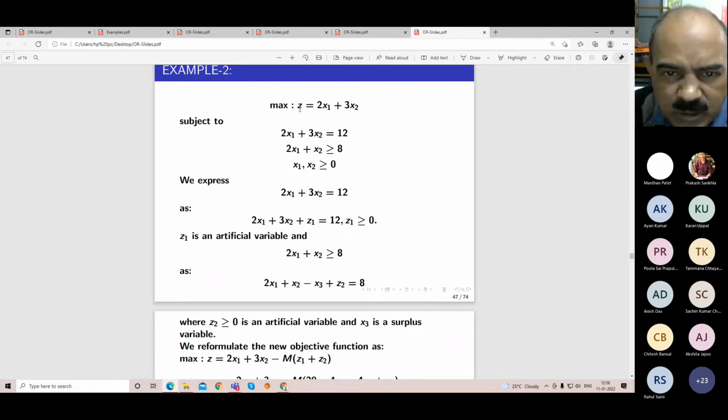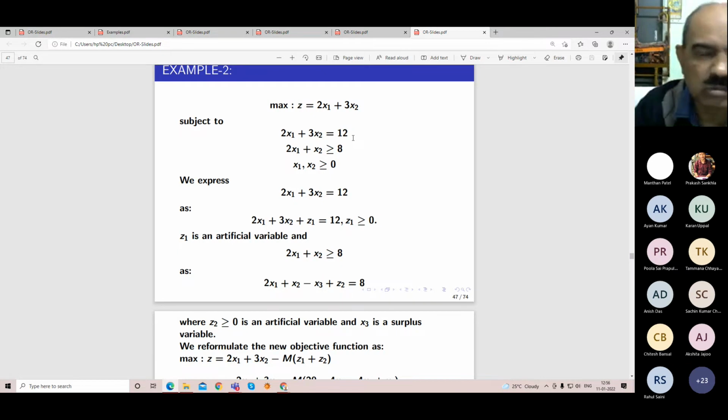Maximize z equal to 2x1 plus 3x2, subject to 2x1 plus 3x2 equal to 12, 2x1 plus x2 greater than or equal to 8, and x1, x2 non-negative. I have told you, whenever there is an equality constraint with positive right hand side, we introduce artificial variables. When there is a greater than or equal type constraint, we introduce a surplus variable and an artificial variable. So how many artificial variables are needed in this problem?